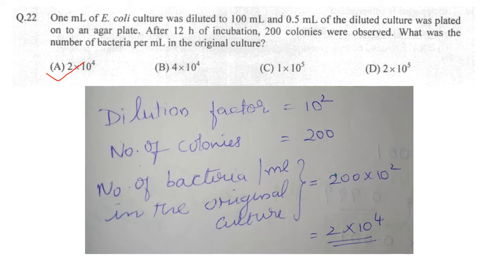So from here 1 ml of E. coli culture was diluted to 100 ml. So dilution factor will be 100 or 10 raised to 2. So number of colonies you got after plating 0.5 ml of the diluted culture is 200 colonies. Then number of bacteria per ml in the original culture will be 200 into 10 raised to 2. That is nothing but 2 into 10 raised to 4. So answer is option A, 2 into 10 raised to 4.